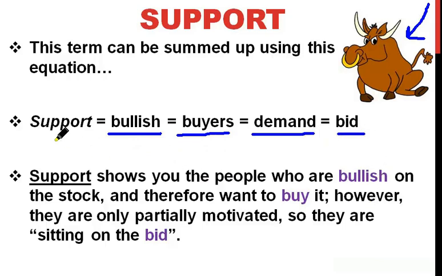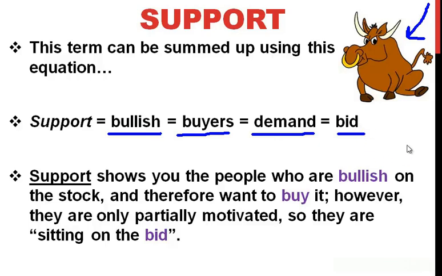So again, support is bullish. That's where the buyers are hanging out. That is where there's demand. For you economic folk out there, the basics of economics are just supply and demand. With support, that is where the demand is, because people want the stock. And when people want something, they're willing to buy. And that is, as you know now, the bid on level 2s.